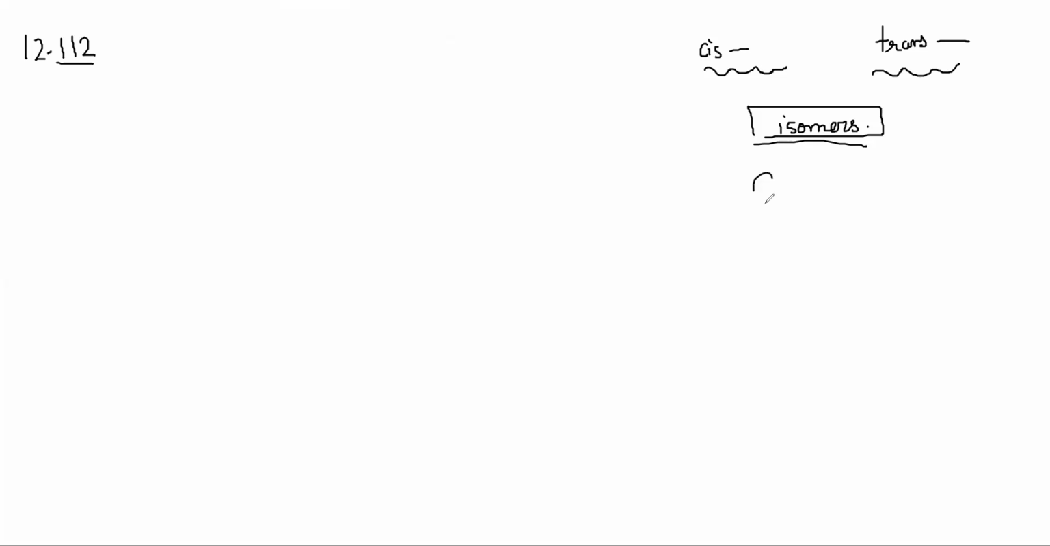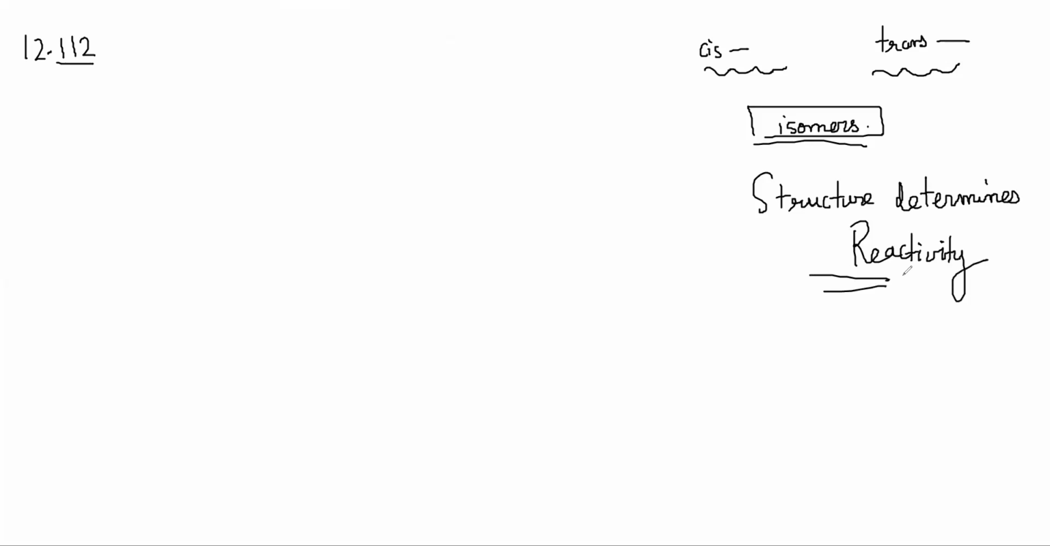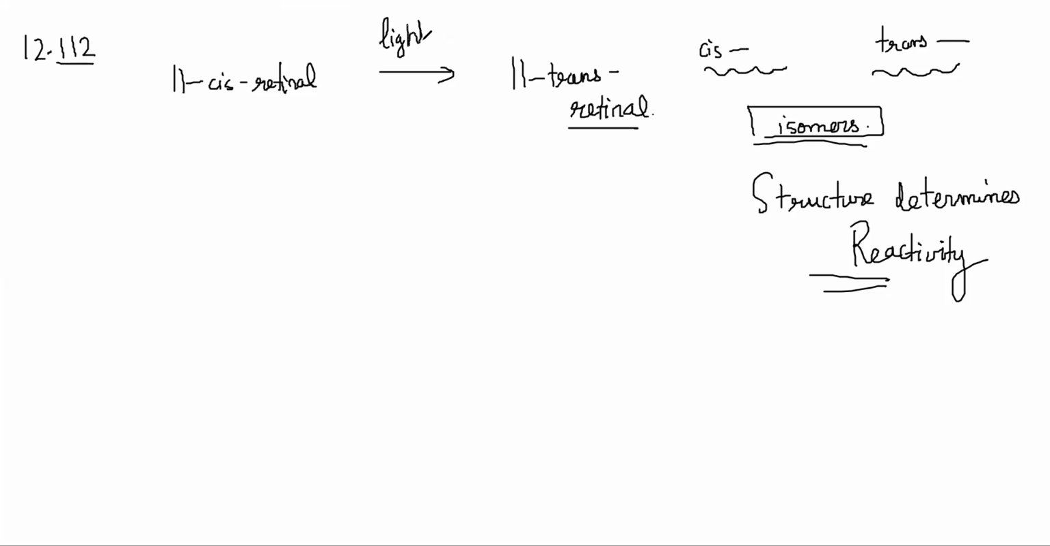What we learn in organic is that structure determines reactivity. So if the structure of a molecule is different, even if the formula is the same, its properties will be different. So this compound 11-cis retinal is transforming into 11-trans retinal. This is a compound that is present in our eye, and this is important for the vision process. It is light sensitive. So light is acting on it, and then it is becoming this, right?